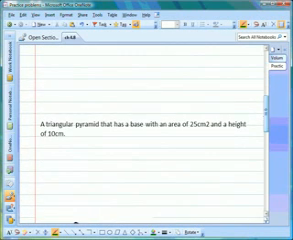Okay, go ahead and you work this problem out. A triangular pyramid that has a base with an area of 25 centimeters squared and a height of 10 centimeters. So go ahead and work this one out.